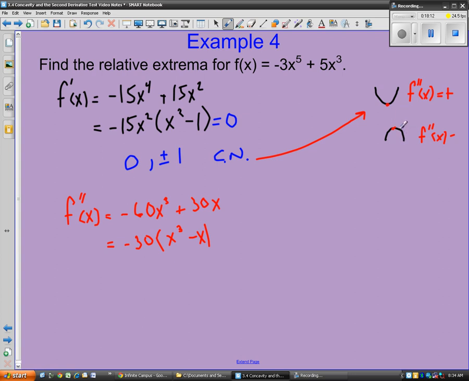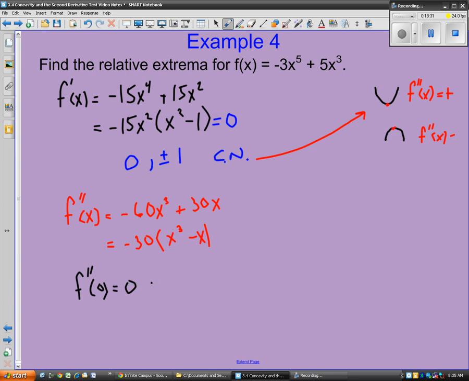So if I'm going to plug in my critical numbers into the second derivative, f double prime of 0, plugging in 0 gives me 0. So in this case, when we're equal to 0, this is where the test fails. It's no maximum or no minimum. It actually gives us a little more information. We'll talk about that in class.